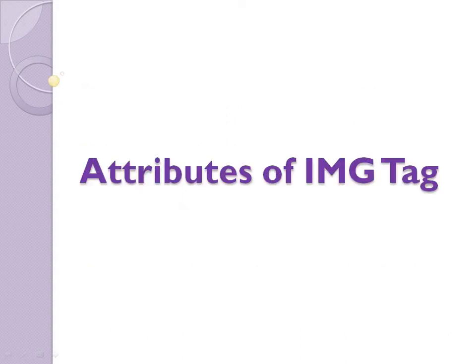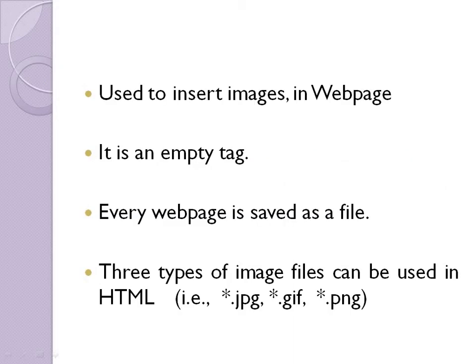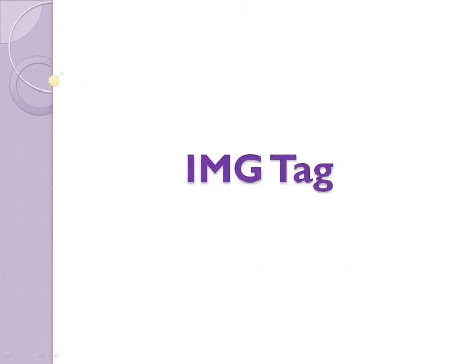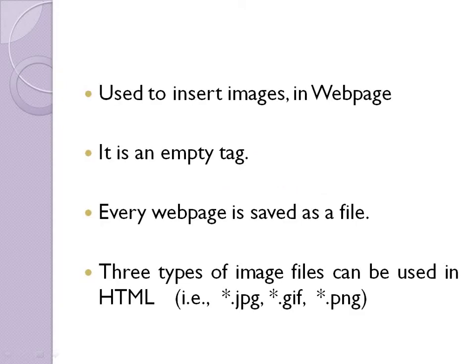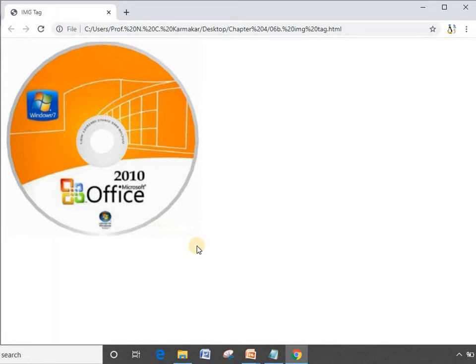So now first we will discuss attributes. Before discussing attributes, let's see the example. See how we can insert an image on the page. In this way we can insert the image. Let's see the code, means how this is inserted.